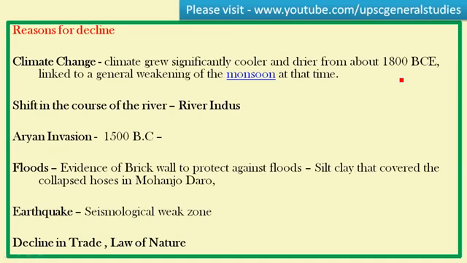There is no certainty in pinpointing a particular reason; almost all the experts disagree on a single point, so there is ambiguity in these reasons. First reason is climate change. The climate at the time of 1900 and 1700 BC started showing variations. Climate grew significantly cooler and drier from about 1800 BC, linked to a general weakening of the monsoon at that time. Cooler climate does not attract monsoon winds during post summer seasons.